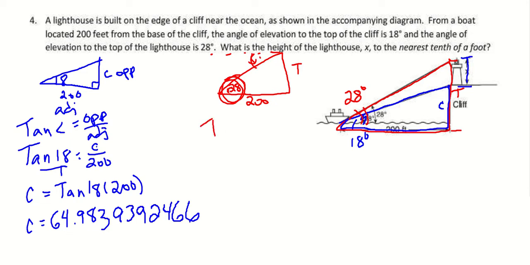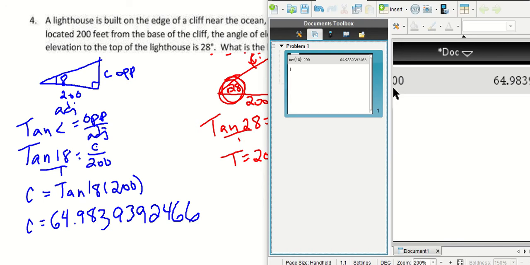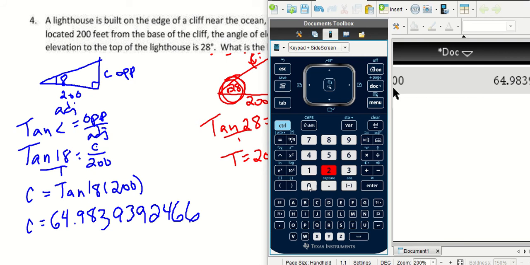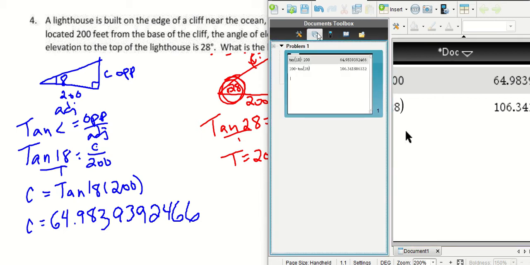So we're going to do the same function, tangent 28 is equal to opposite T over the adjacent 200. Cross multiply again. We're going to get T equals 200 times the tangent of 28. Okay, and then we're going to go ahead and type that in. So 200 trig tangent 28. All right, and then we end up with this number right here.